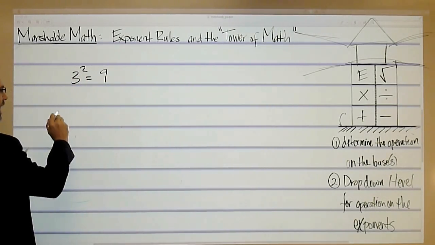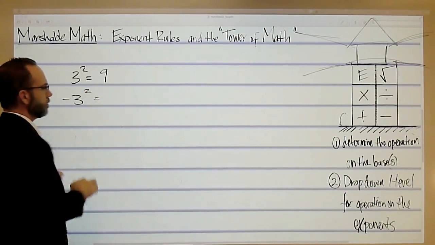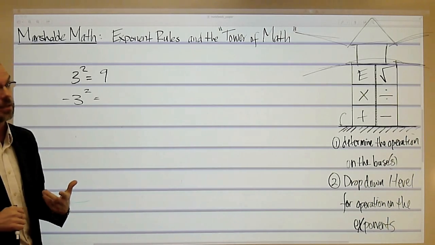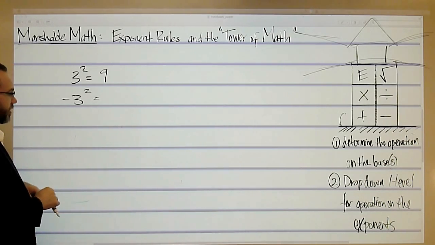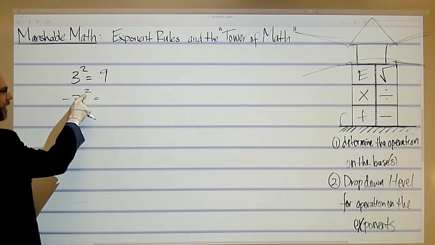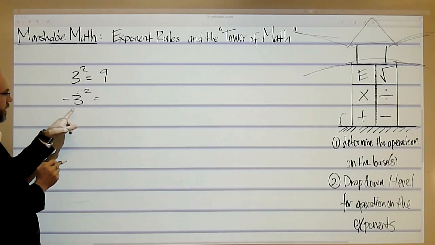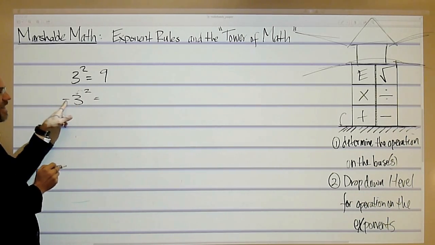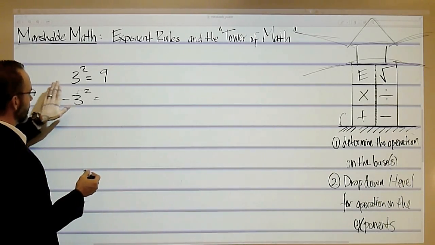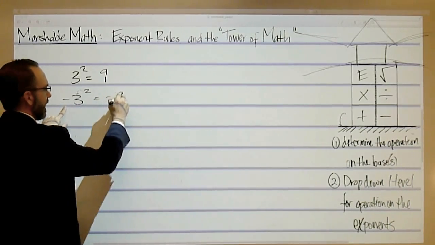But what if I had negative 3 squared? What is that? Well, the way I've written it here, what's the base? Well, the base is simply the thing that is immediately to the left of the exponent. So the 2 here, it's telling me to square the 3. The negative is not part of the base. So this would be the same thing as me saying negative of 3 squared. Well, 3 squared is 9, so the negative of that would then be negative 9.